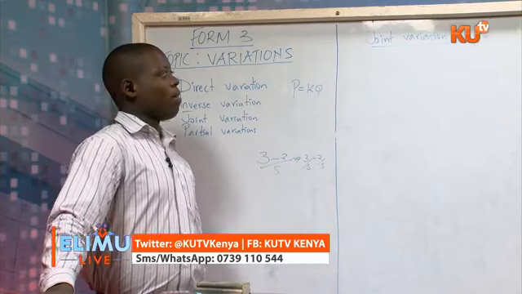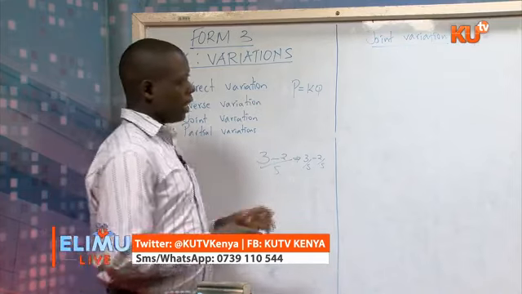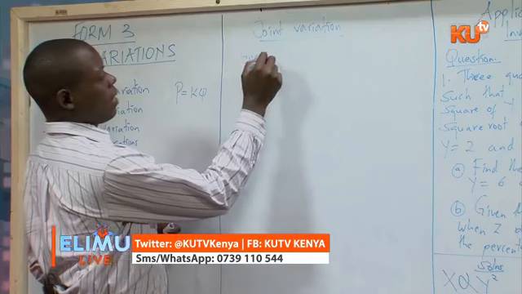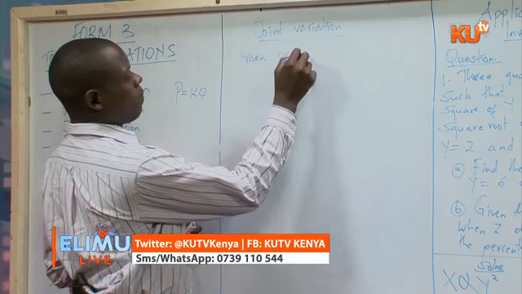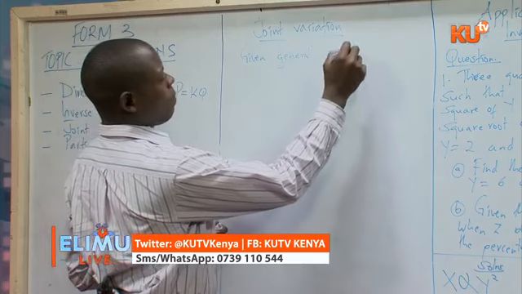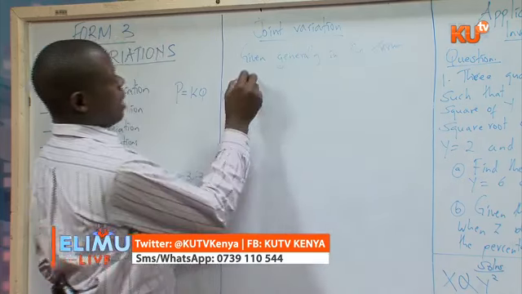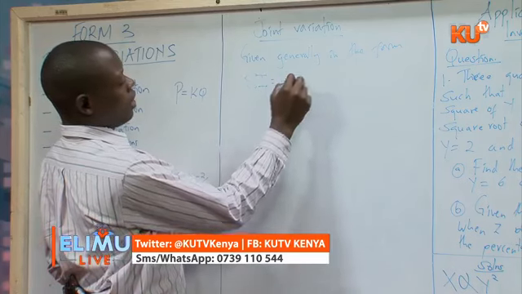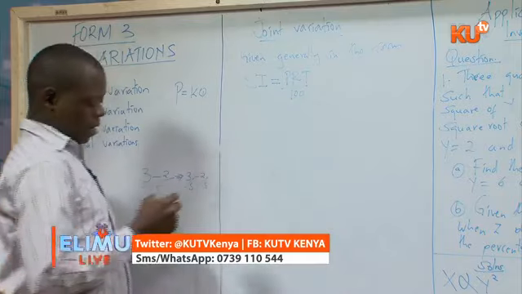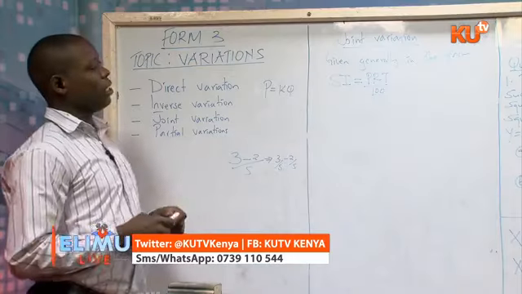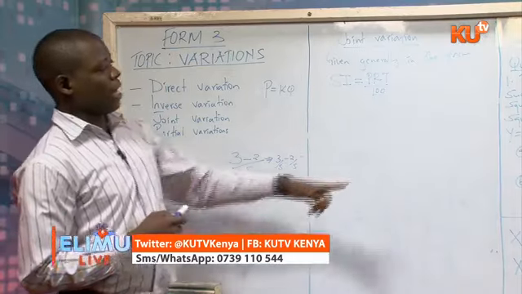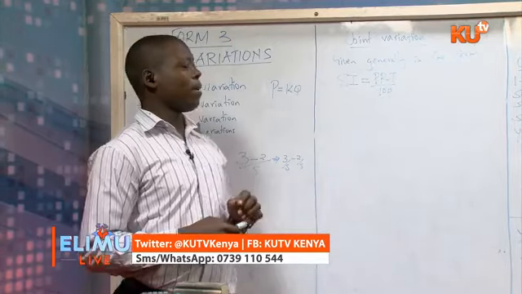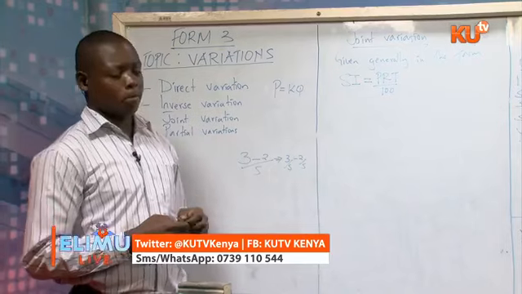For example, in general, we say that joint variation is given generally in the form of the simple interest formula, PRT over 100. In this case, we say the interest jointly varies as the principal, rate, and time. That is how we interpret the simple interest formula.